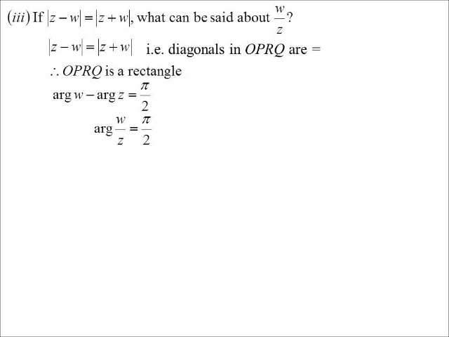What can be said about w on z? Its argument is pi on 2. What can you tell me? It's purely imaginary. So we didn't even have to know what they were. Just by playing with geometry, we could prove that if I take w and divide by z, I don't know what the numbers are, but I know I'll end up with a purely imaginary number.